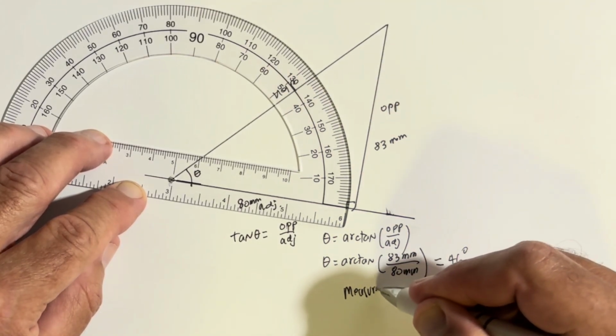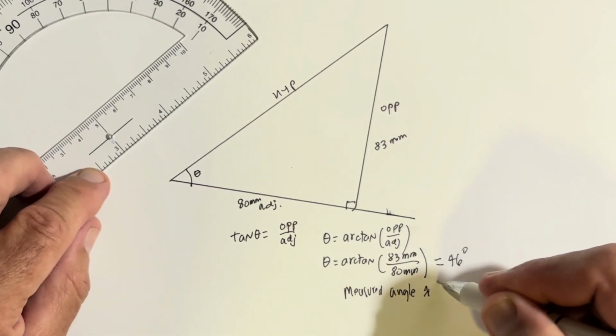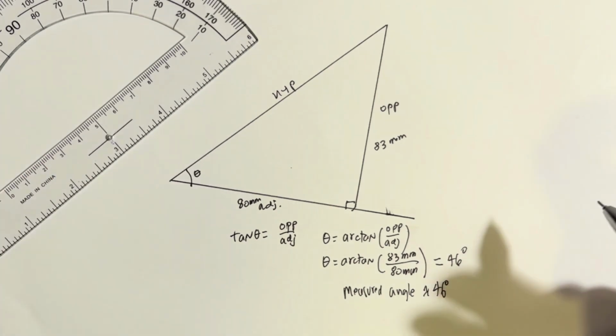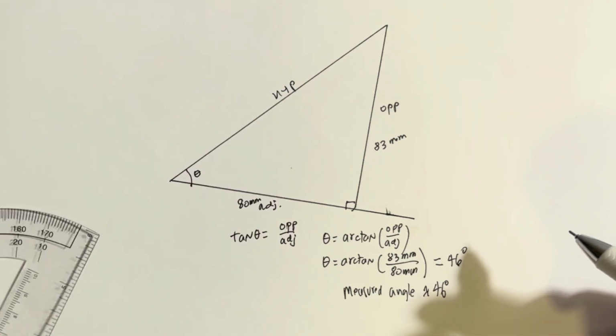So we measured angle is approximately 46 degrees. So that checked out. So that's great. The measured angle and the calculated angle check out.